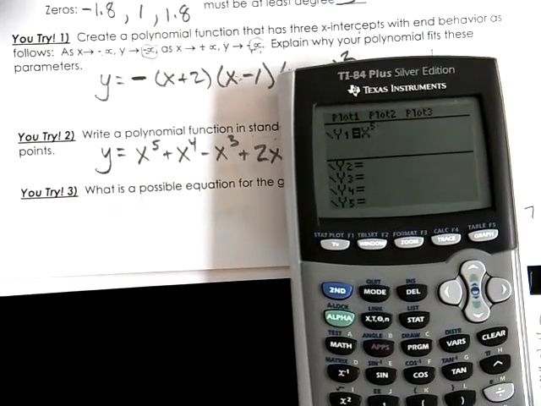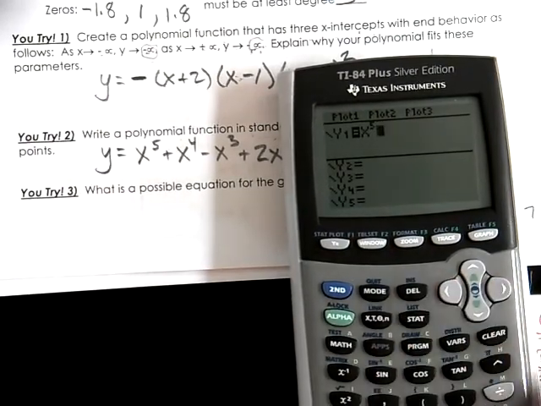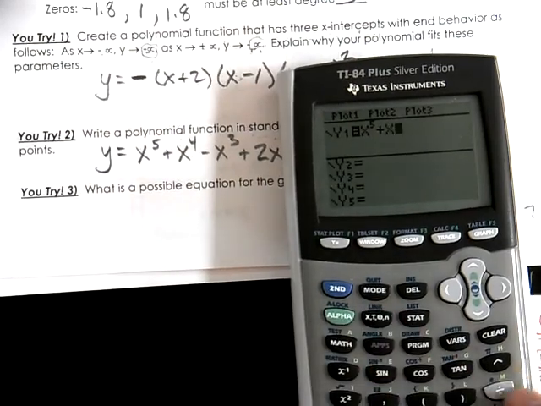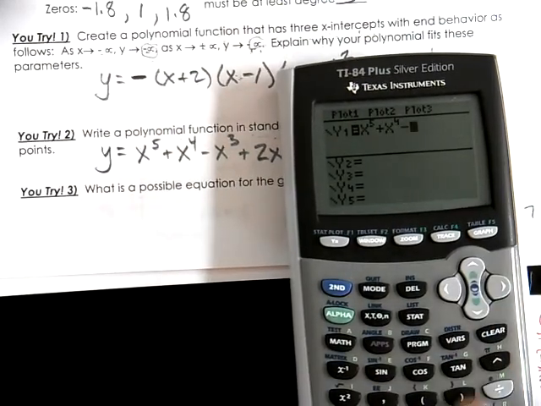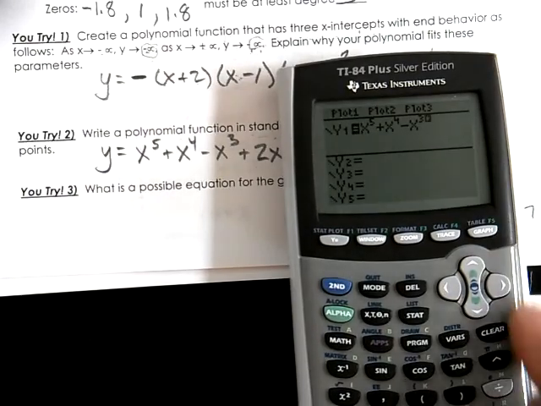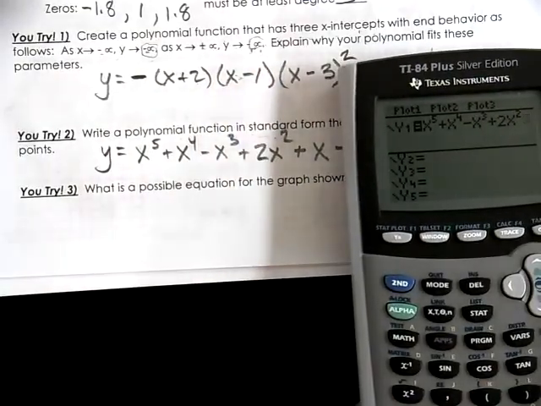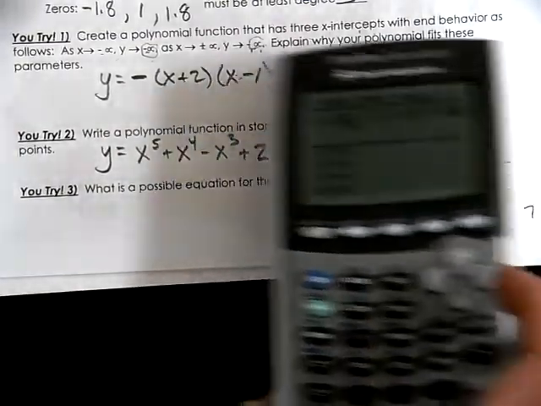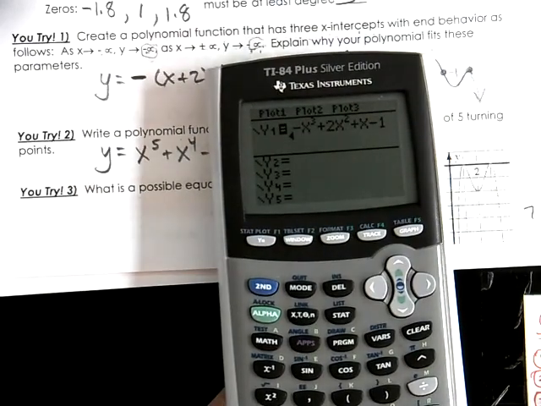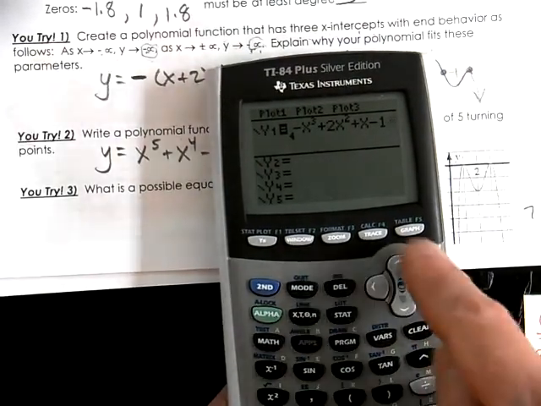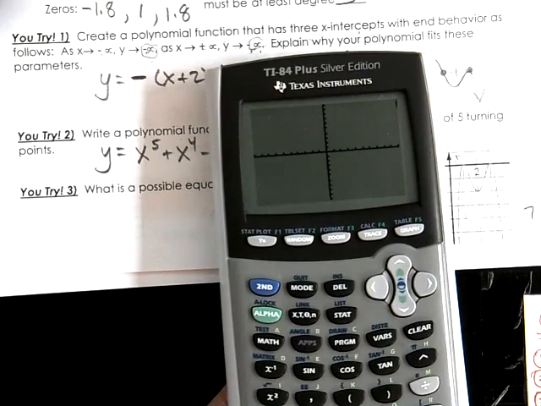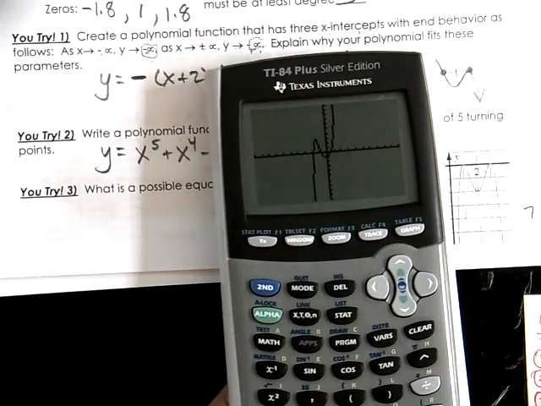X to the 5th plus x to the 4th minus x to the 3rd plus 2x squared plus x minus 1. I'm betting you that this is going to cross 5 times. It might be a little crazy looking. Embarrassing. It didn't quite do exactly.